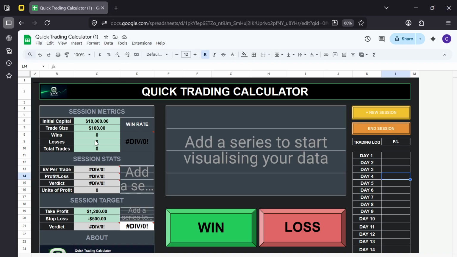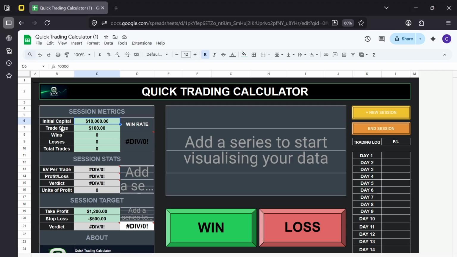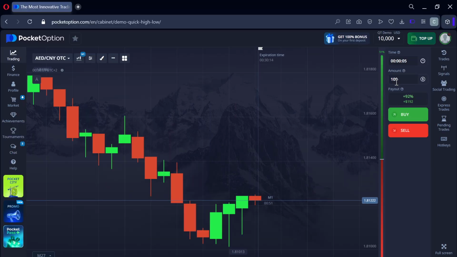Now, what you'll see with this calculator, which is obviously offered inside of the paid program, which you are more than welcome to join, how it works is you are using your initial capital of whatever it is over here. Obviously, we're going to be using $10,000 on this demo account to demonstrate. That would mean that it would automatically calculate our trade size to be $100, which we already have set up inside of our Pocket Option account.